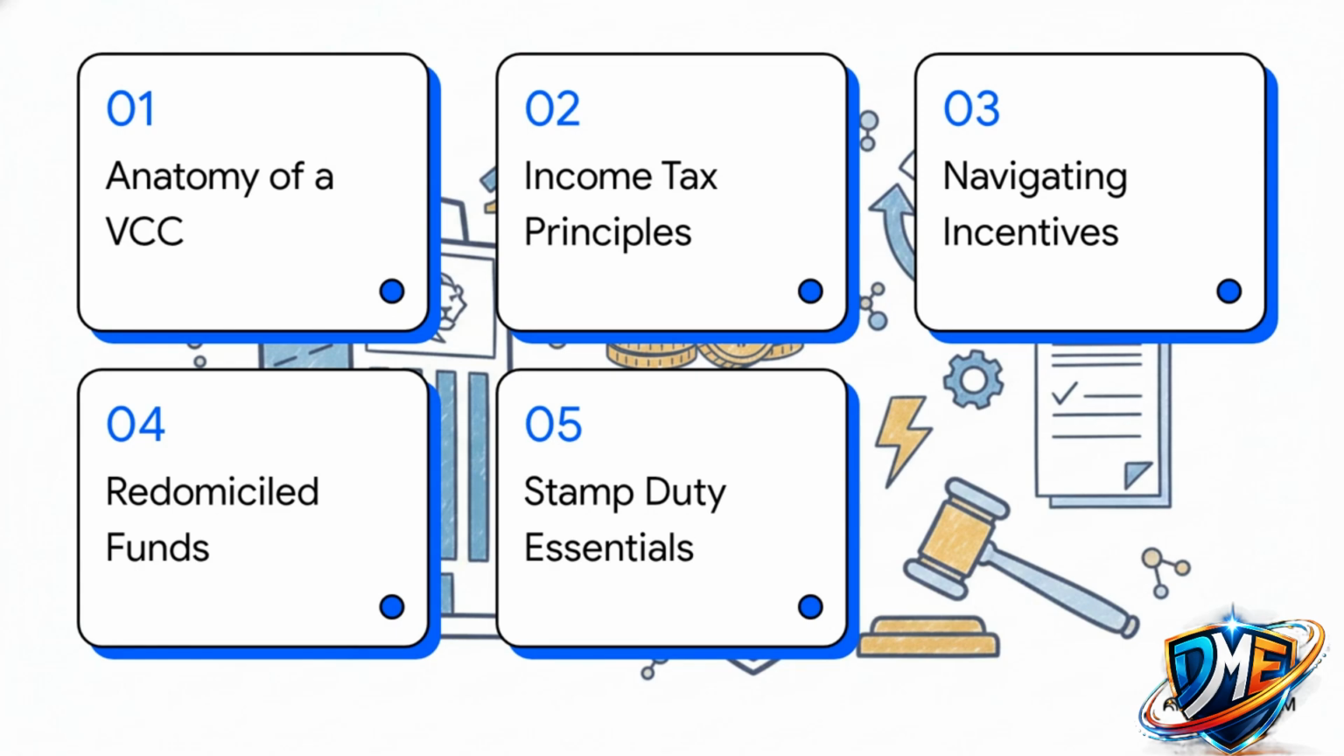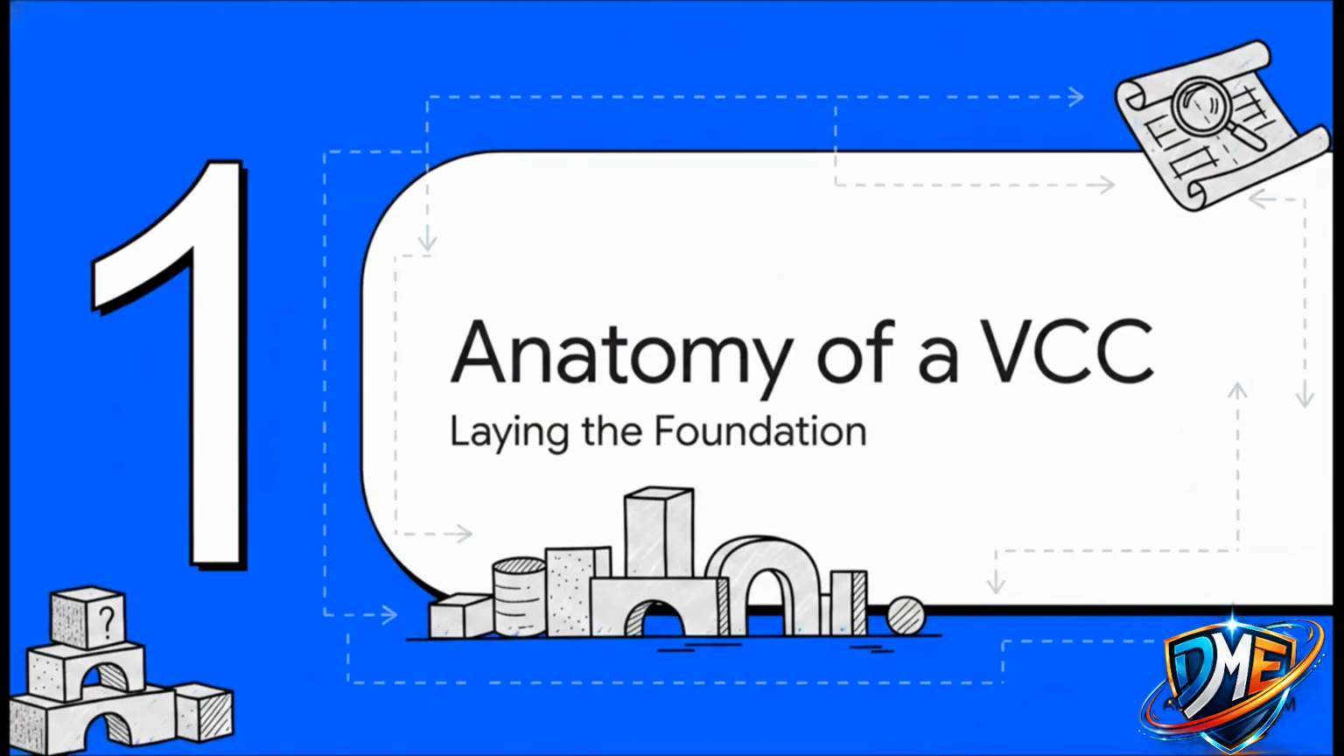Okay, here's our structural roadmap for today. 1. The anatomy of a VCC. 2. Core income tax principles. 3. Navigating tax incentives. 4. Rules for redomiciled funds. And finally, 5. Stamp duty essentials. Section 1. Anatomy of a VCC. Laying the foundation.